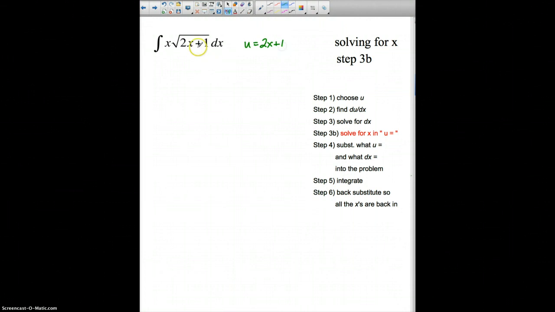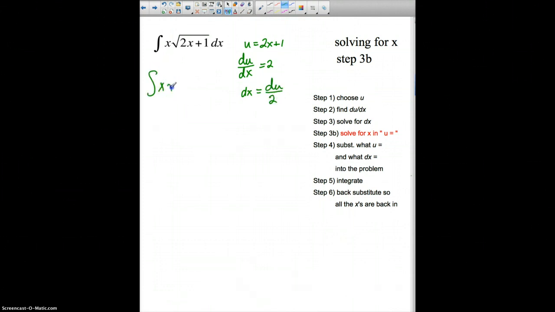That's our inside function, right? Inside the square root seems logical. Hopefully it's obvious to you by now. Find the derivative. In this case, it's 2. Solve for dx. Remember to multiply by dx on both sides, divide by 2 on both sides, and you'll get dx equals du over 2.